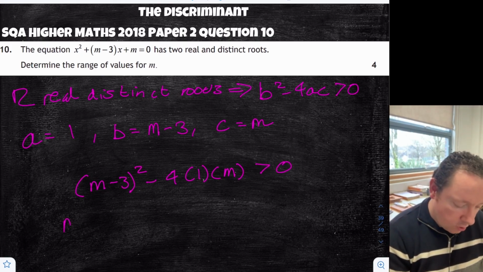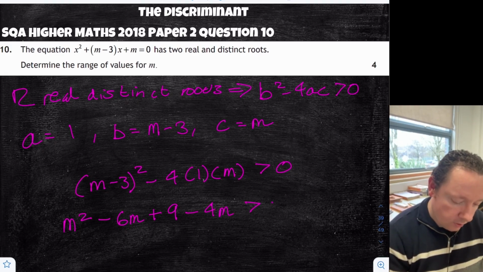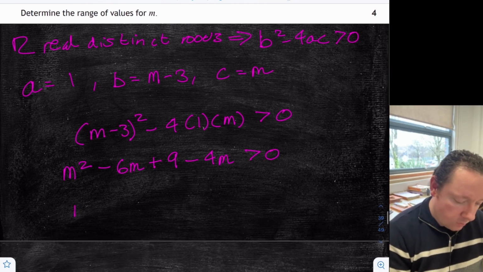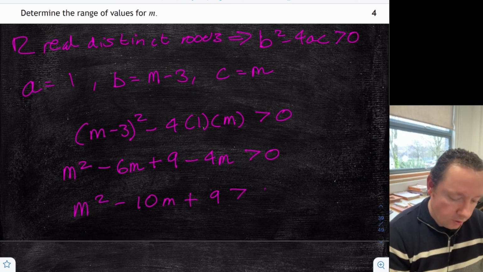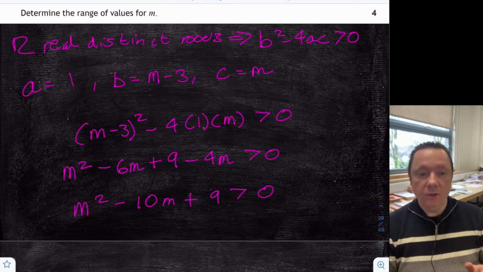So that is m squared minus 6m plus 9. And then 4 times 1 is 4 times m, so minus 4m is greater than 0. So that gives me m squared minus 10m plus 9 is greater than 0. So we need to examine the roots.